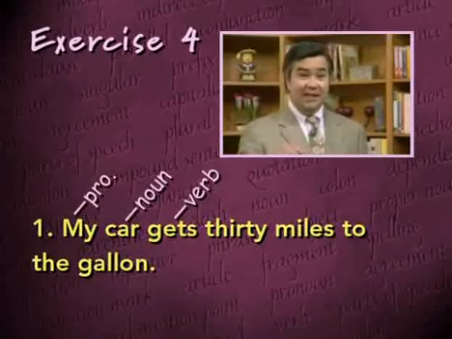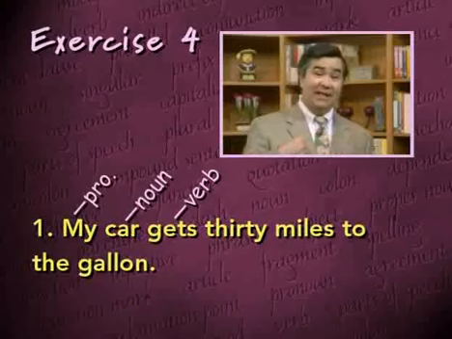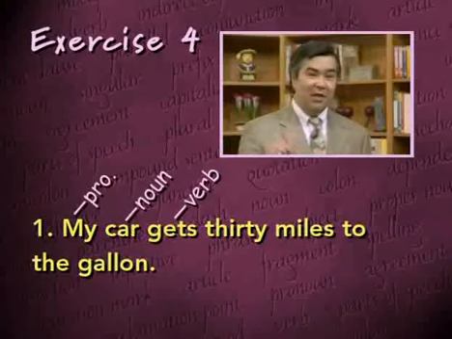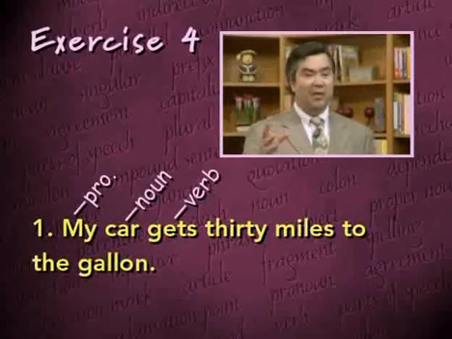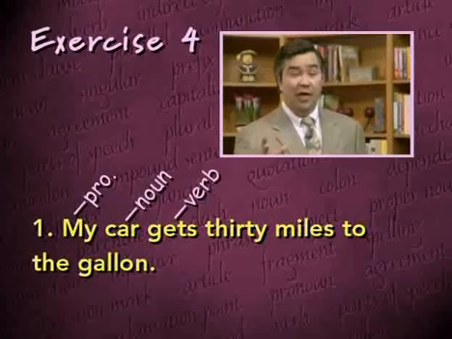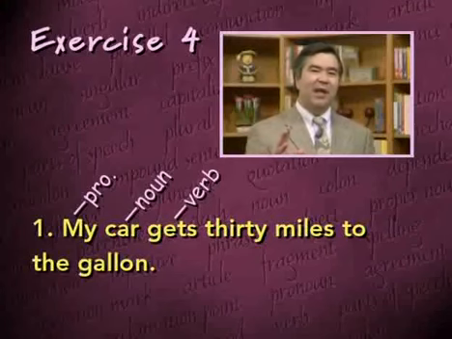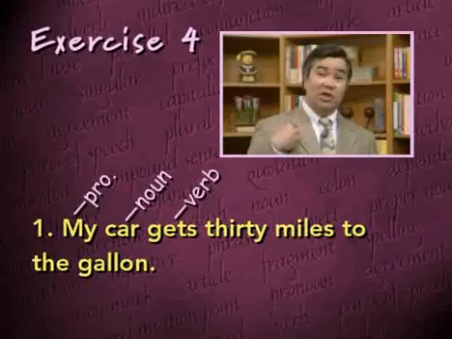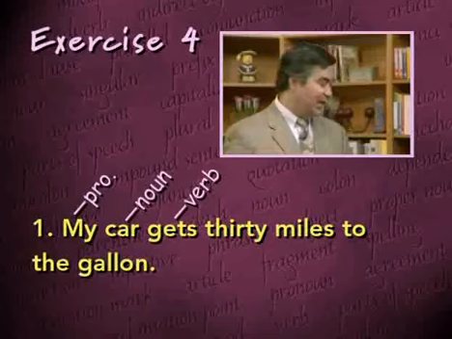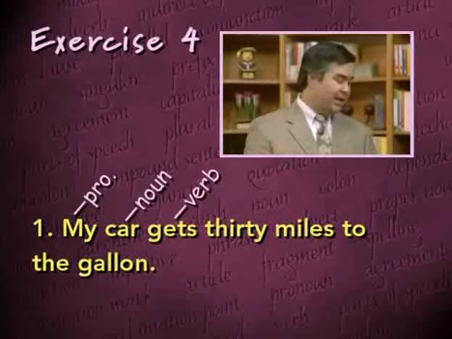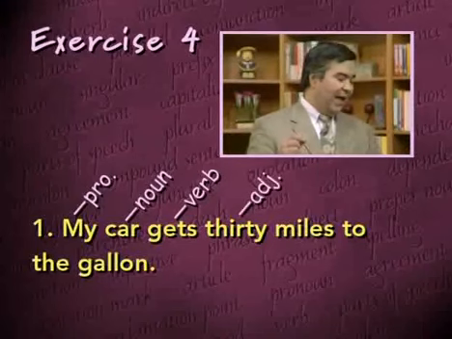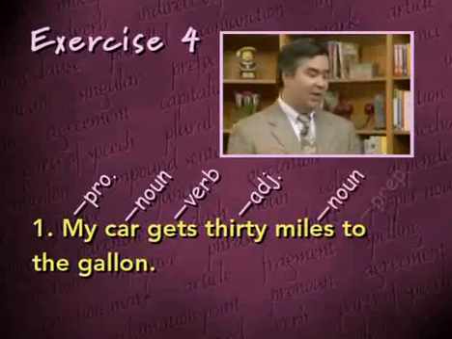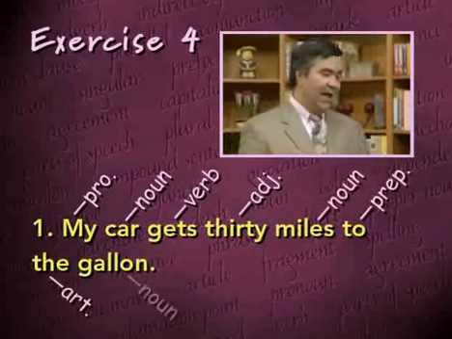My is, in this case, referring back to myself. I am the antecedent, even though I don't appear in the sentence. And the pronoun my is what's technically known as a possessive pronoun. Notice that it's used almost in the same way as an adjective, but it's a pronoun because it's referring back to a person, and therefore it's taking the place of a noun. So my car gets is pronoun, noun, verb. The remaining words are an adjective, a noun, a preposition, an article, and a noun.